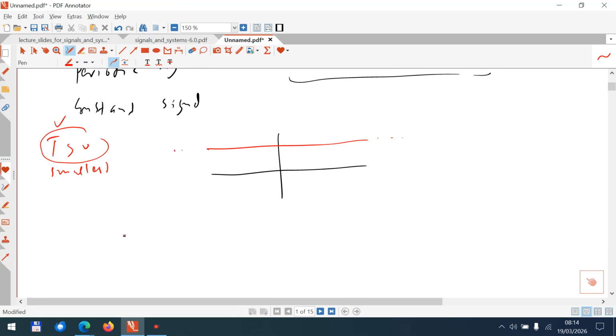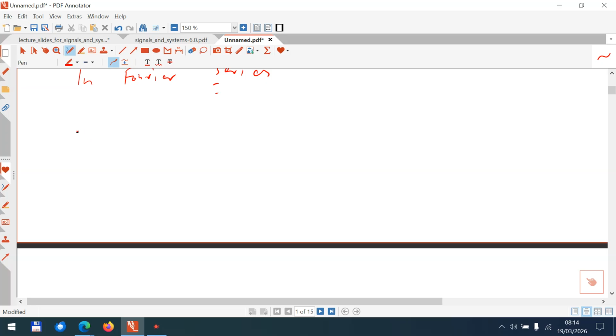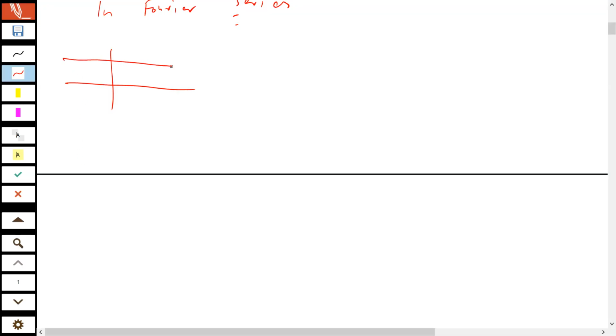So I want you to think about this same problem in Fourier series. How will you go about this in a Fourier series context? I will again start with this constant signal, 1. So I want to work out the Fourier series. How do we go about it? What will be the Fourier coefficients here?